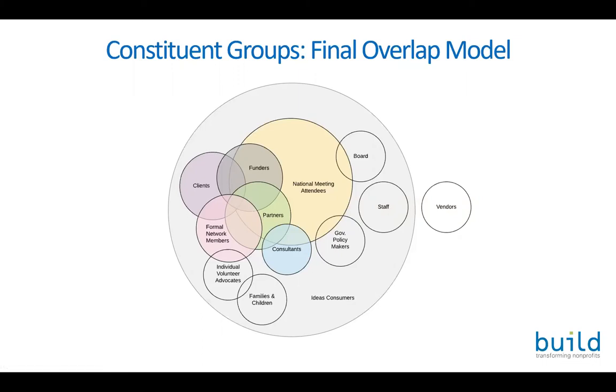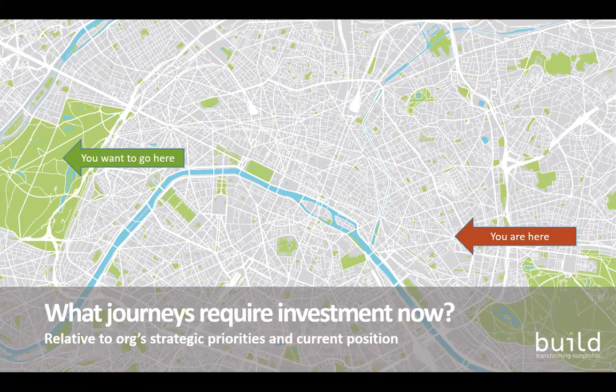So once you've gone through the process of just identifying what the constituent groups are and how they relate to each other, and you've defined them, the question is, what journeys require investment now? And this question really needs to be answered relative to each organization's strategic priorities and their current position. And that will indicate which constituent journeys need to be prioritized, and prioritized in a couple of different ways.